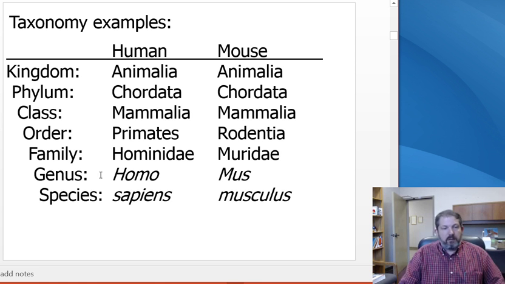So, okay, you have these slides, so I'm not going to go through, because that's just another example of us and a mouse. We're in the same phylum. We both have backbones, so we're vertebrates, or Chordata.